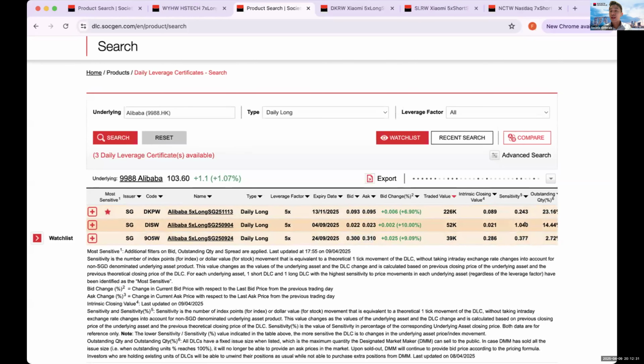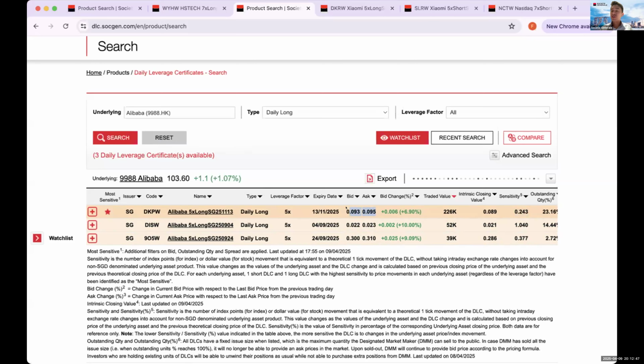And therefore, it requires a larger movement on the Alibaba stock. It requires a $1 movement on Alibaba stock before it can even move one tick over here. Whereas for DKPW, it requires a 24 cents move on Alibaba stock before it can move by one tick.